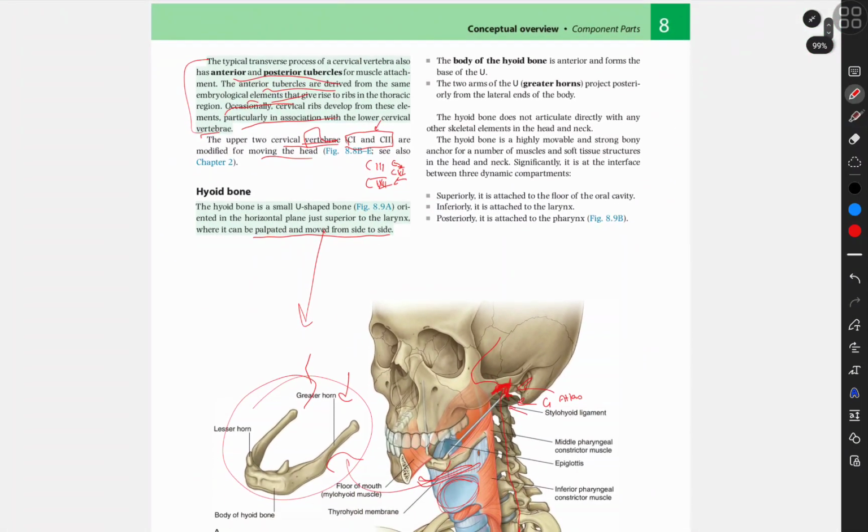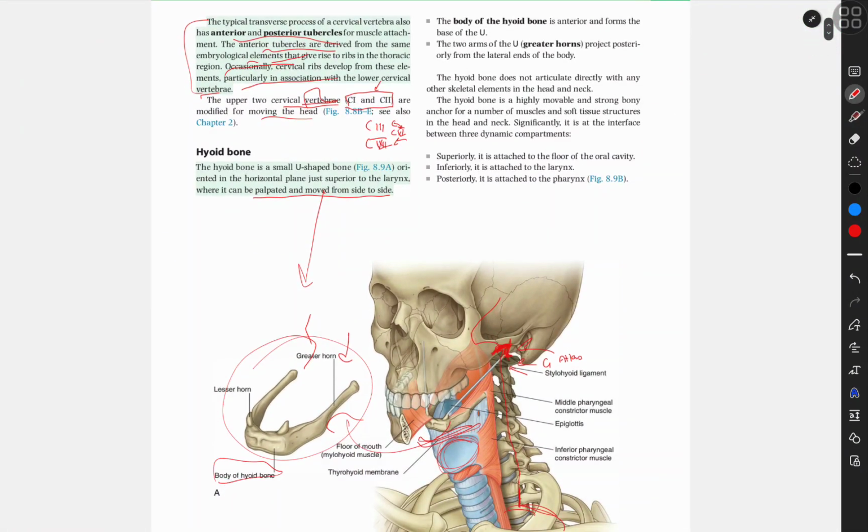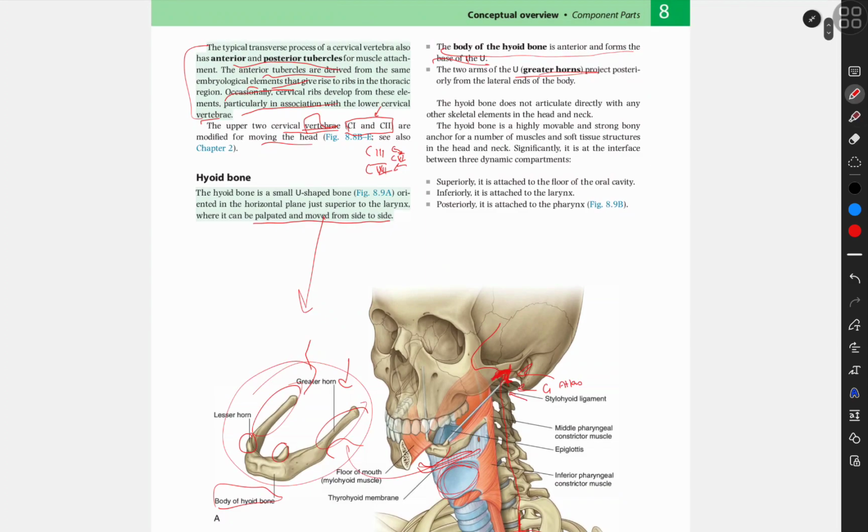Hyoid bone has a body. This is the body of the hyoid bone. It is anterior and forms the base of the U. Makes sense. Anterior, the two arms of the U, the greater horns, project posteriorly from the lateral end. This is the greater horn, and two little lesser horns are also present on the hyoid bone. The hyoid bone does not articulate directly with any other skeletal elements in the head and neck.